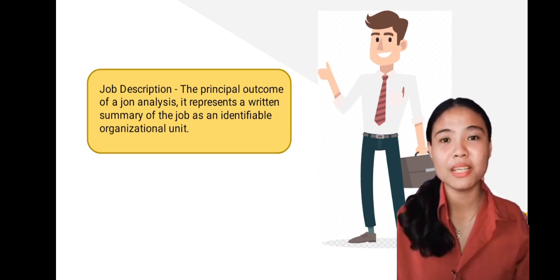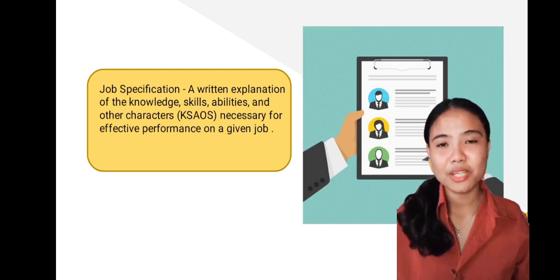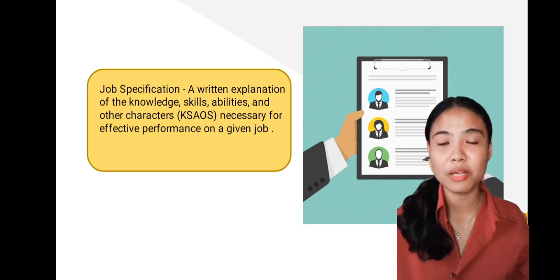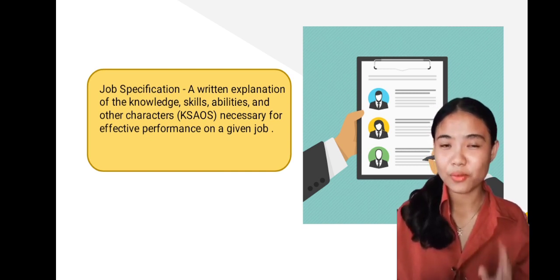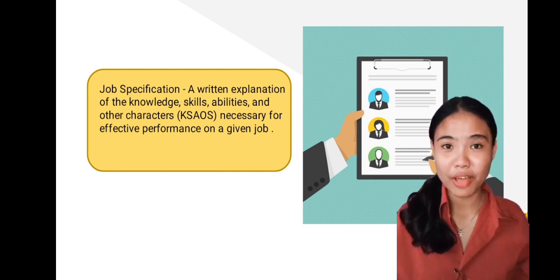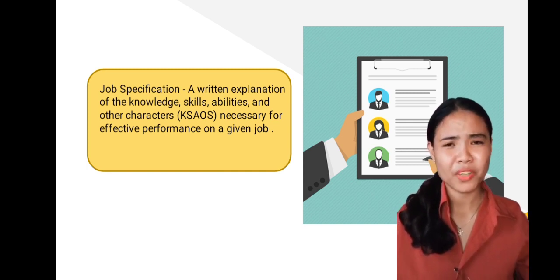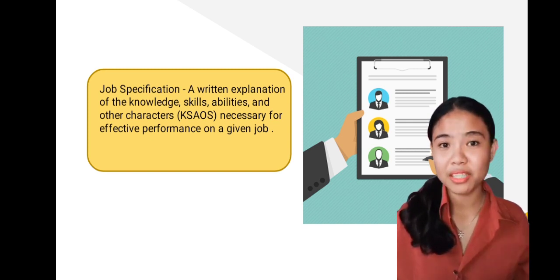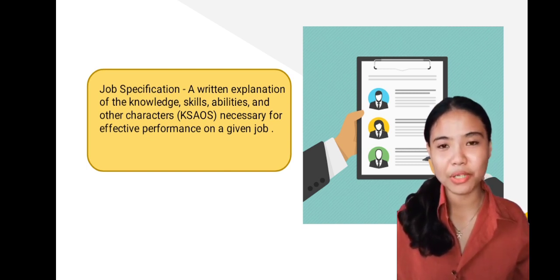Okay. Third, the job specification. A written explanation of the knowledge, skills, abilities, and other characteristics necessary for effective performance in a given job. Ito yung list ng mga information about sa job. List qualities that the employee para ma-qualify o matanggap sila sa trabaho niyon. For example, educational qualification or background. Important rin yan, dagdag points kumbaga. Yung training, experience mo sa pag-applyan mong trabaho at syempre hindi mawawala ang skills na meron ka para sa job na yon para ma-qualify ka and matanggap.